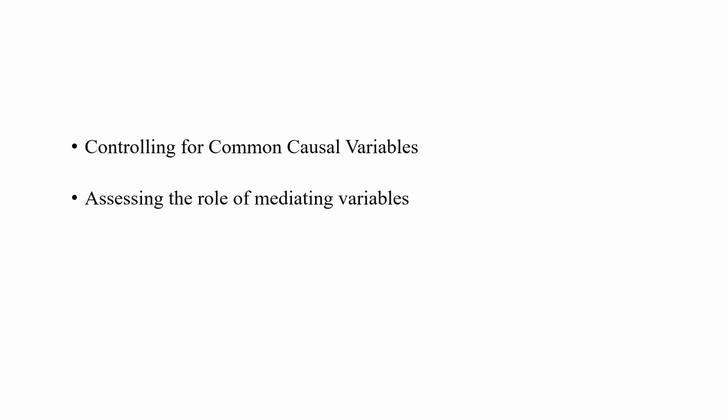Other two things are, for example, you can try and control for common causal variables. If there is a disciplinary style of parents, or a disciplinary style of teachers, something like that. So when you are designing your study, you have to be very careful, you have to be very aware of the possible common causal variables that might be there, and control for them.